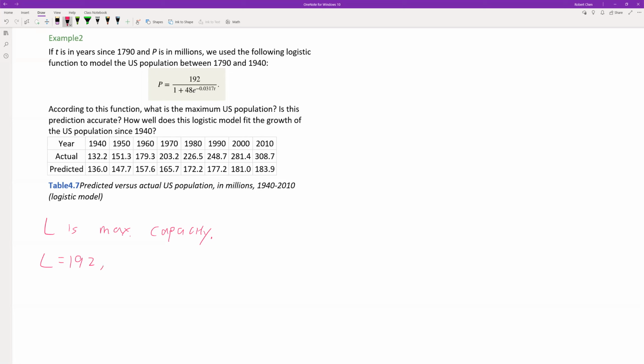That means 192 million would be the max U.S. population, which we know might not make sense. The U.S. has a really big territory, and more people are being born, and more people are immigrating to the U.S. All right, so part two: is this prediction accurate? And how does this logistic model fit the growth of U.S. population since 1940? Let's take a look at a graph that goes with this problem.